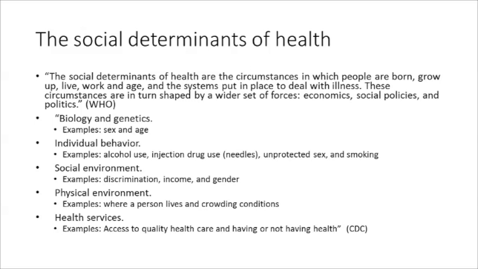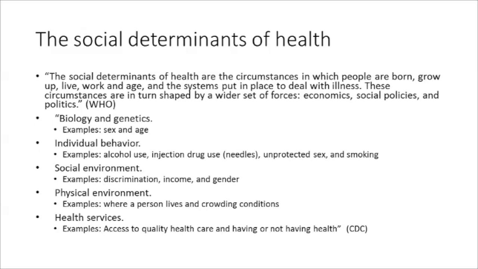As a next category, we have the social environment. Examples here are discrimination, income, and gender. Now this is very important. Income is directly related to poverty. Discrimination can occur, like for instance in the case of Australia, where indigenous people tend to have worse access to healthcare facilities than non-indigenous citizens.